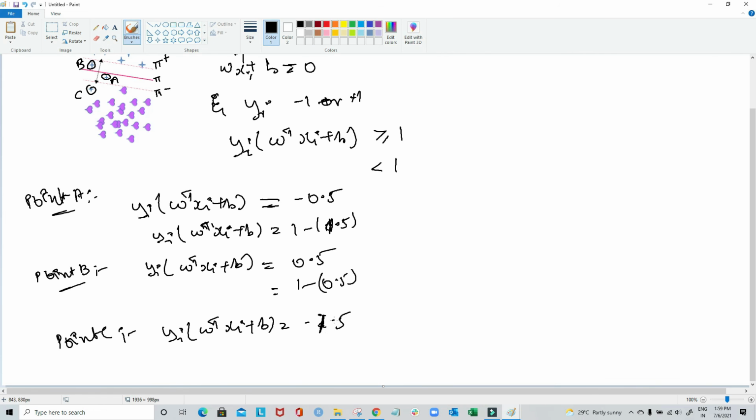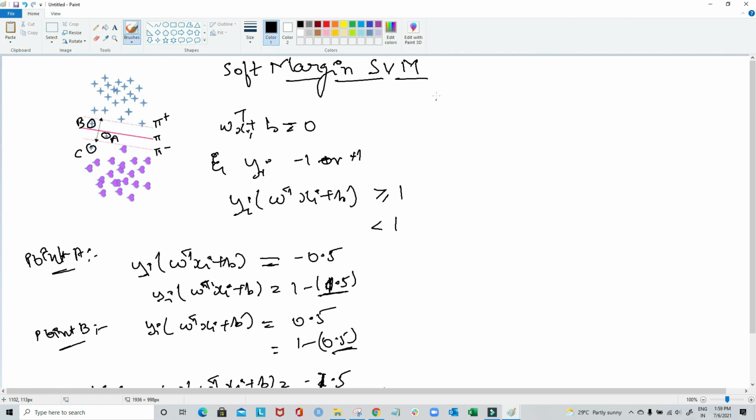And let's generalize this. If we generalize this, the equation can be written as yi into W transpose xi plus b equals 1 minus zeta i. So for correct classification of data points, my zeta i equals 0. For incorrect classifications, my zeta i will be greater than 0.